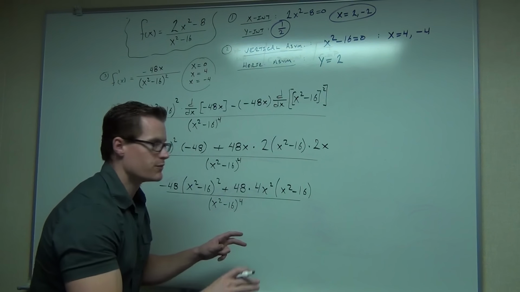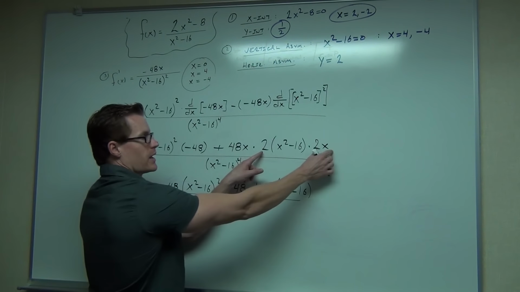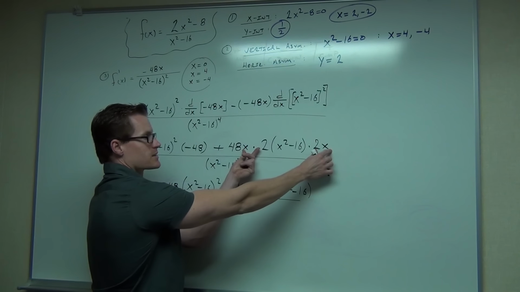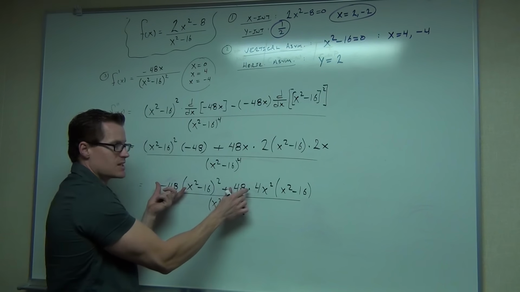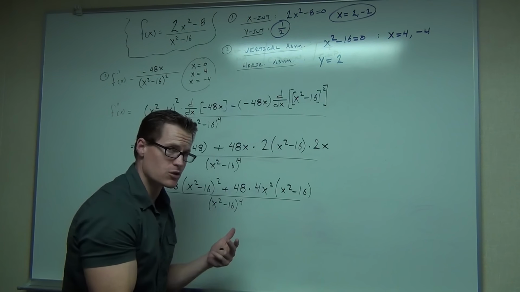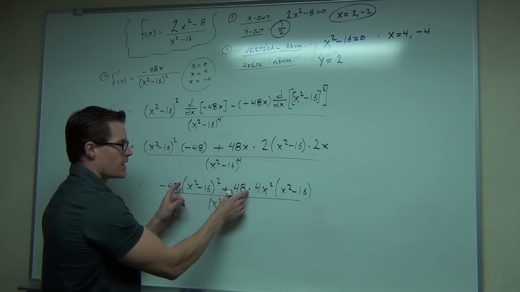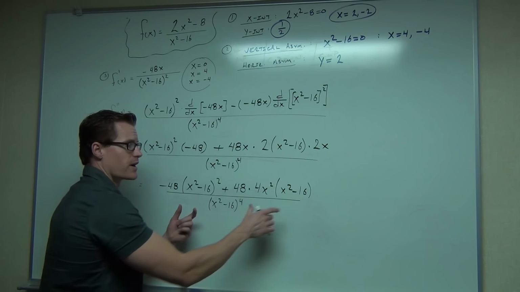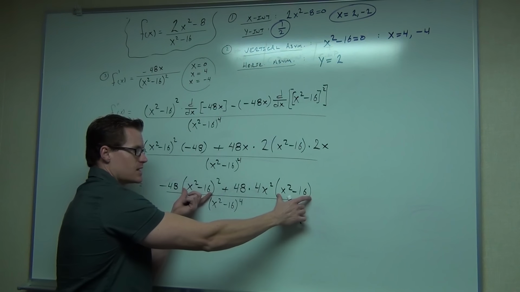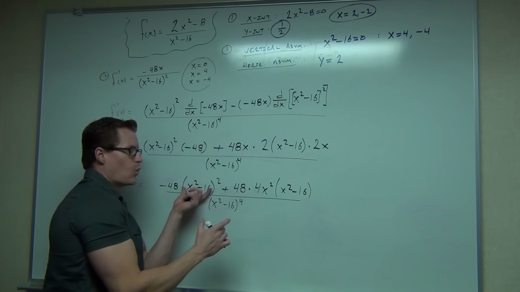So hopefully you see what I've done. I've multiplied the 2x times the 2 and this x to make it 4x squared. I'm leaving the 48 alone because I want you to see that factorization. It just makes things a little bit easier for us. So I'll be factoring out my 48 from right here. Also I'll be factoring out x squared minus 16 from here and one of them from right here.